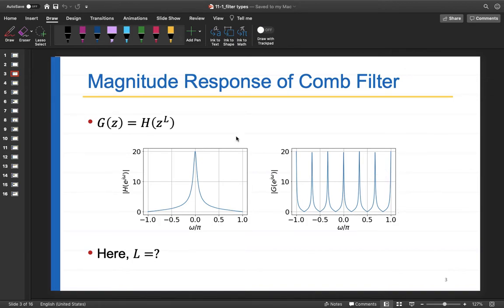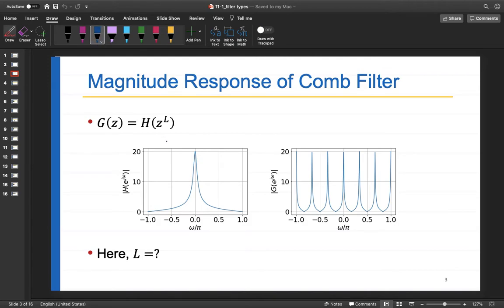Okay, so let's come to the general formulation. So G(z), this is the comb filter. This is equal to H(z) to the power L. So basically you know that this is a repeating H(e^jω) that repeats over ω. So this is like a compressed version. You have compressed the ω axis by some factor capital L. So this is what it becomes.